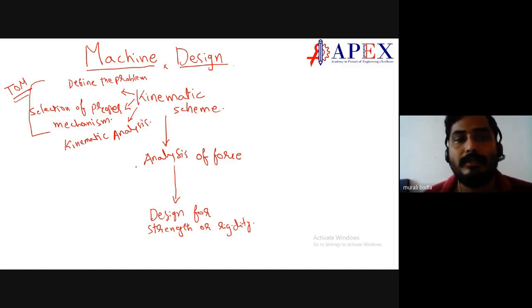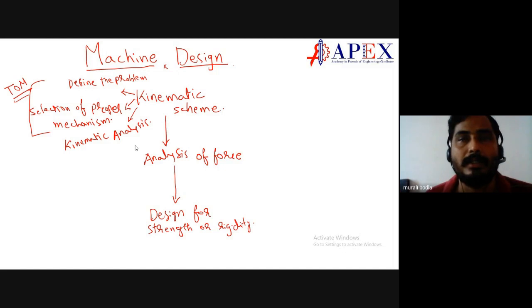So after that, you do the analysis of force. For a given operation, what kind of forces are developed? If you are trying to develop a pen, you should also consider whether you are able to remove the refill or not. For that, what kind of mechanism do I have to design?